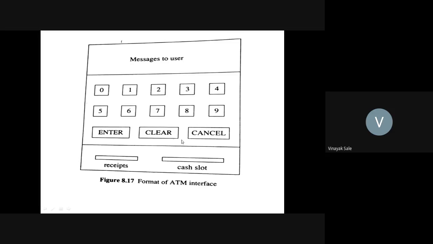This is the format of the ATM interface. This is the front view of the ATM. This is for messages to the users. These are the keys. Then this part, third slot, is for the cash slot and receipts.